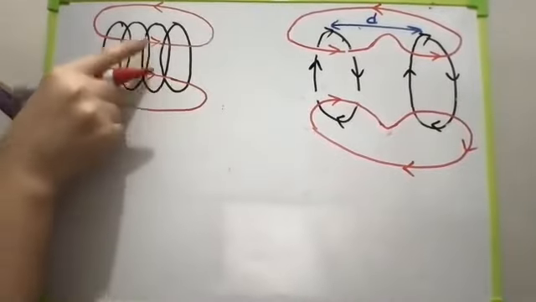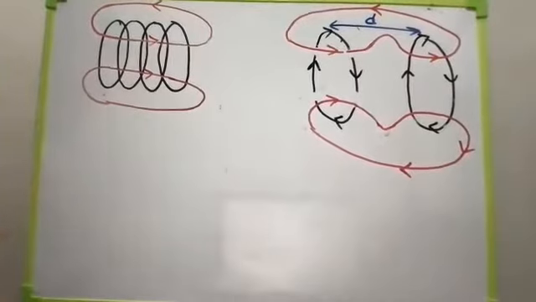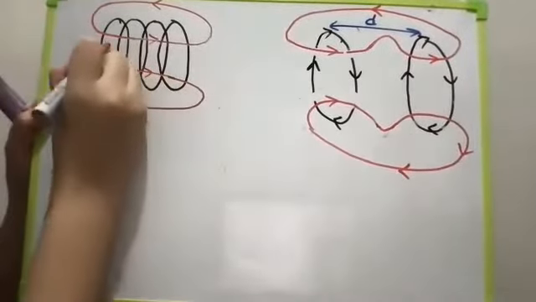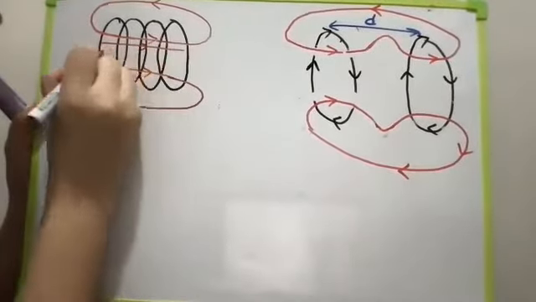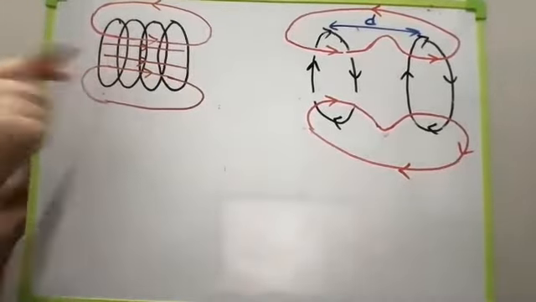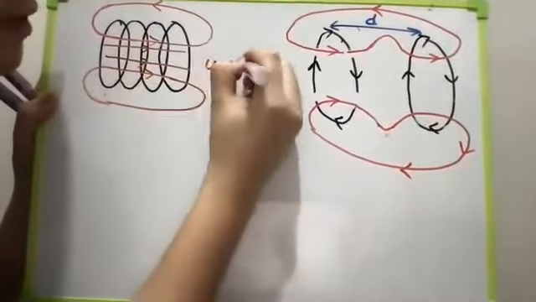Now, this is very, very important. In between, your magnetic field is straight, okay? It is parallel to each other. Here, if I draw another one here, another one here, all these are parallel, meaning that if you have a parallel magnetic field, it means the magnetic field is uniform.